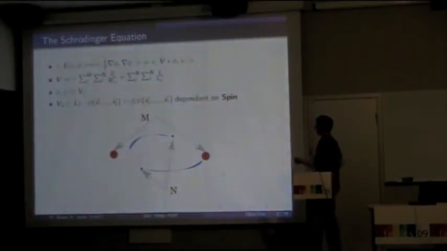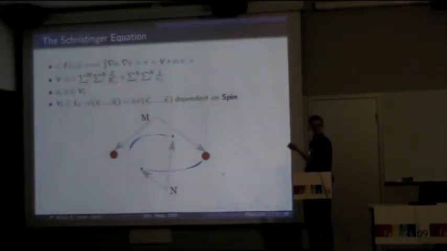And the potential term has nucleus-electron interactions, which lower the energy, make it harder for us to knock electrons off, and electron-electron interactions, which make it easier for us to knock electrons off, to put it in an intuitive fashion.